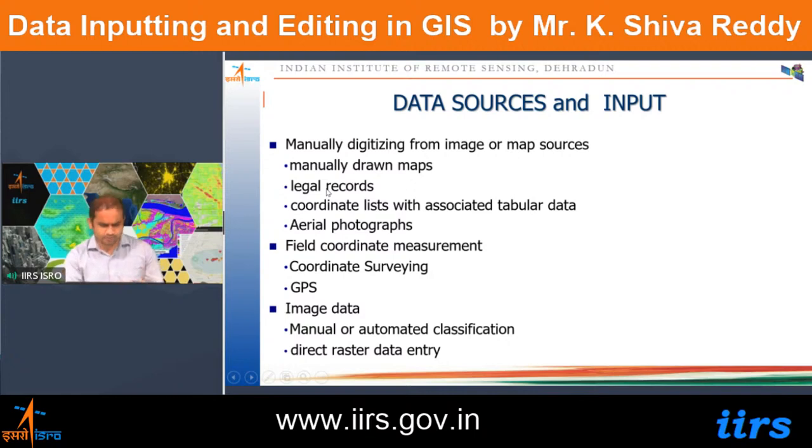Similarly, in most countries and most areas, the legal records, the land records, can be a source of GIS data. From there also we can extract a lot of features. We can extract the ownership information. We can extract the size of the land. And again, these legal records are not necessarily in digital format.